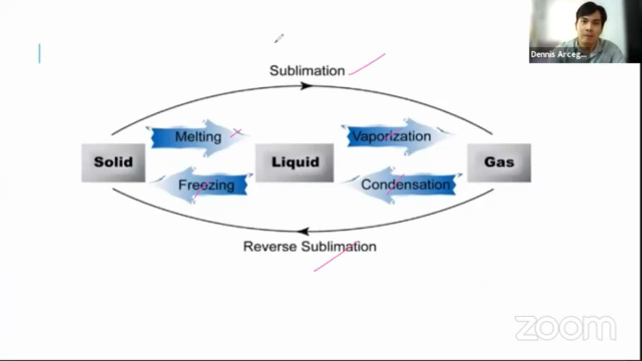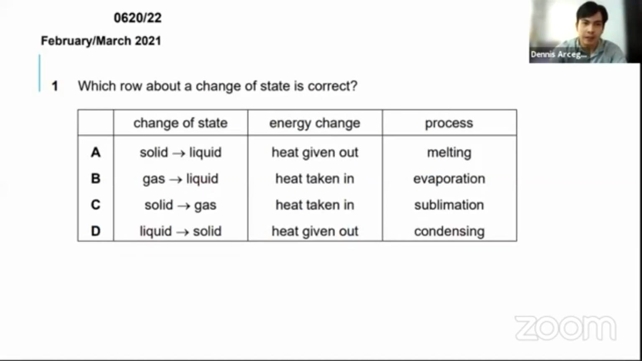Okay, now I'm going to show you a question from a past year paper. This one is from paper 2, February-March 2021. Look at this. This is a paper 2 question. I'm going to show you how you can answer this properly or easily. Even if you don't know that much about the concept, you can easily answer questions like this by using the elimination method. So how is that elimination method?